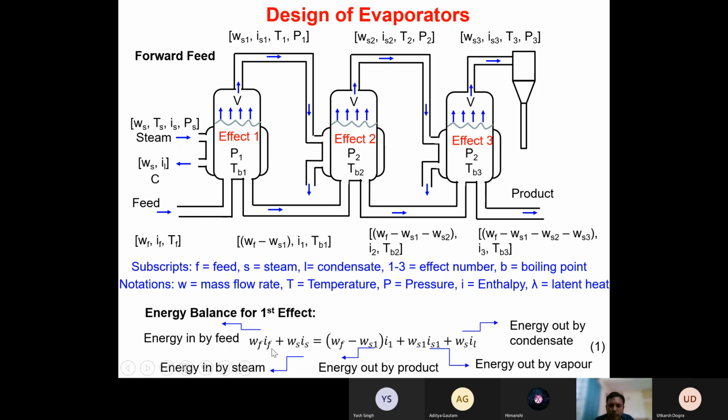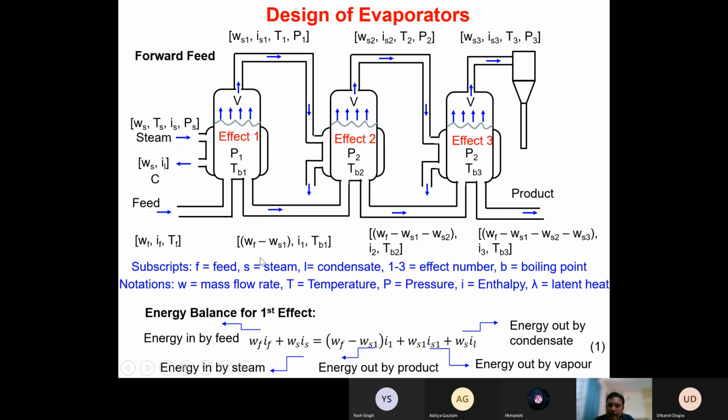So this is nothing but what? WFIF is nothing but whatever the feed coming in multiplied by its enthalpy. So that is the total amount of energy coming in into the effect 1. WSIS is the steam coming in and its corresponding enthalpy is IS. So this is the energy coming in through a steam.